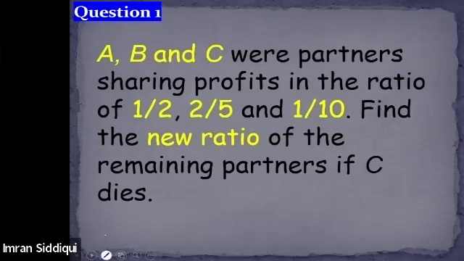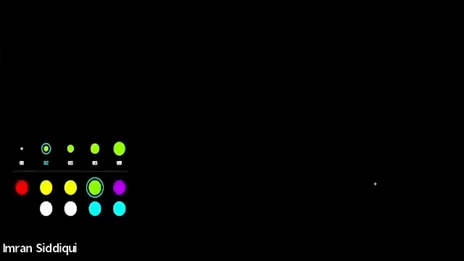So the question is pretty much simple. Question is saying that one of the partners is dead. C died, and since C died, we need to determine the remaining partners' share. So let me show you how we can solve it. All right, so this is the solution of question number 1.